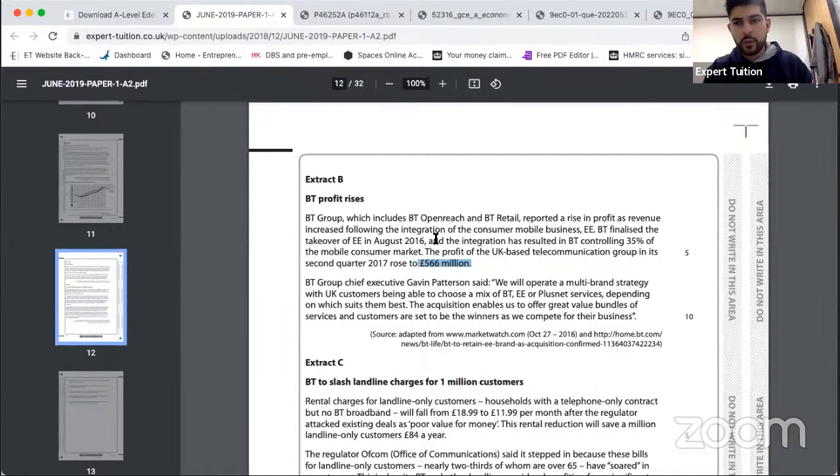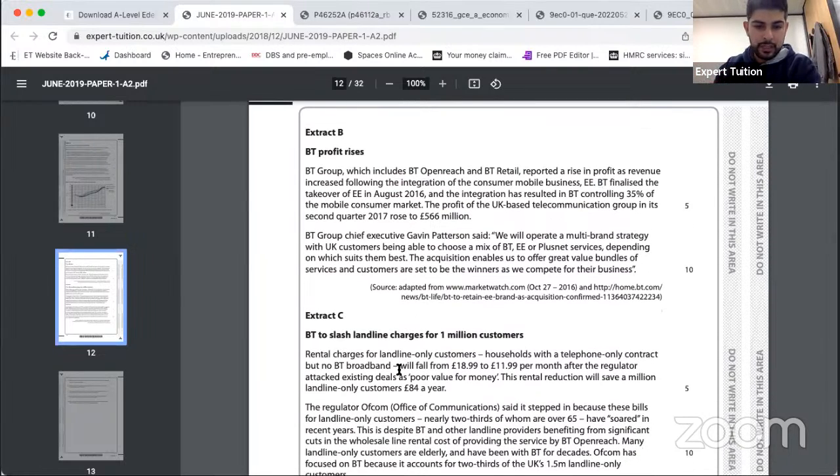Don't do both, by the way, for a 12, just do one. So let's say diseconomies of scale, costs therefore might be rising, so profits may not necessarily be going up, 1. Number 2, it could be that the regulator starts to scrutinize them a lot more. And actually, if you read the data, and you obviously would in an exam, it basically talks about this. They're being forced to reduce the amount they charge for rental charge for landline-only customers from $18.99 to $11.99 per month, as the regulator attacked existing deals as poor value for money.